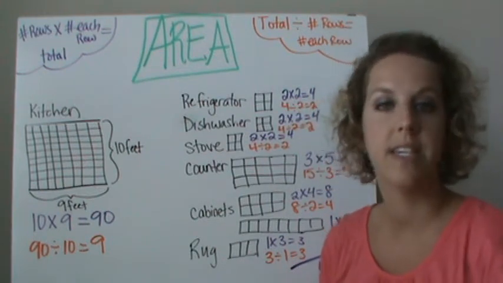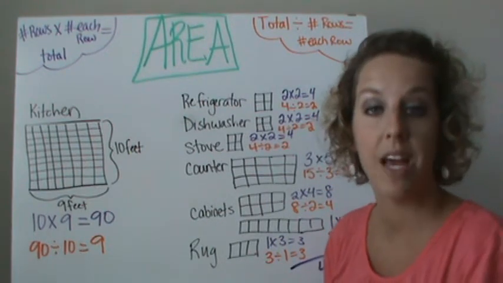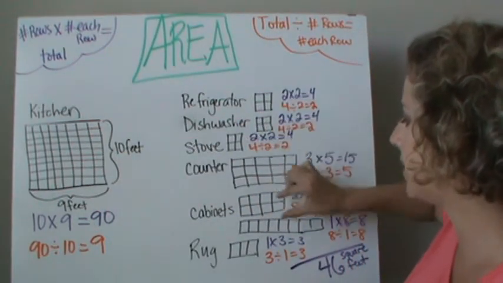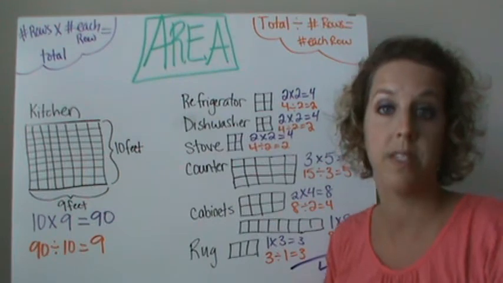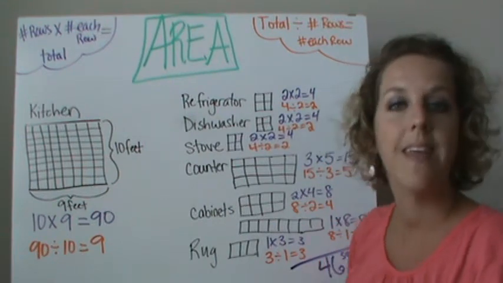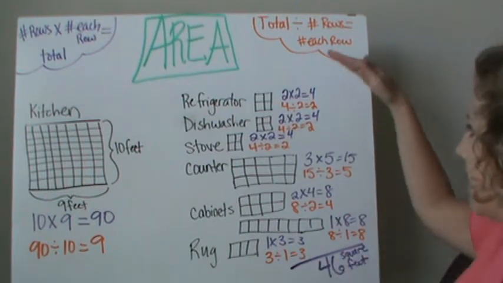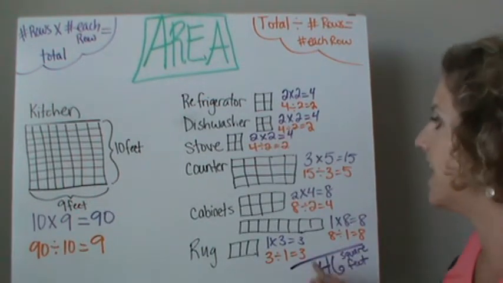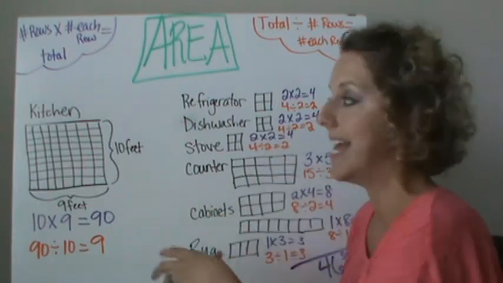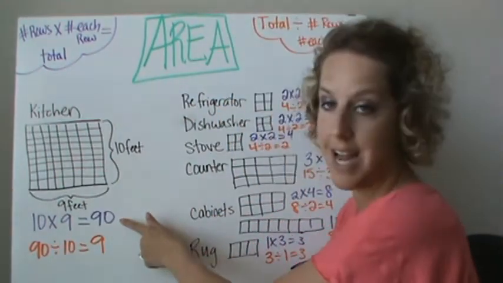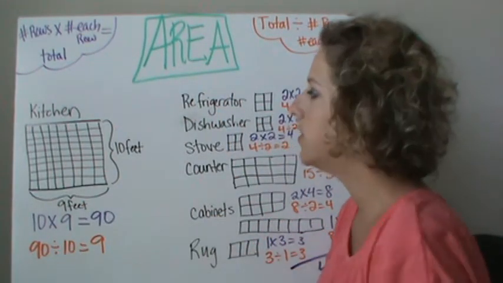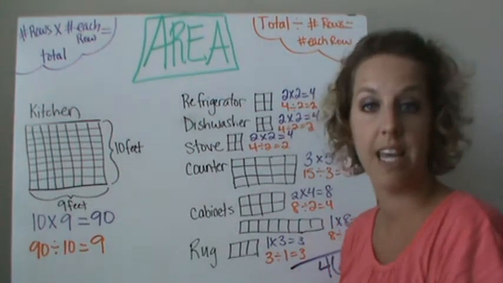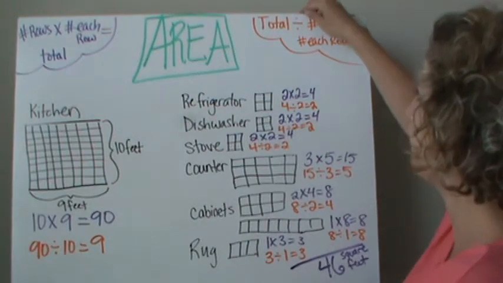So I've used this kitchen model just to show us a real life example, but for each of these pictures, we're trying to figure out which multiplication and division problem is represented by those pictures. And then if we add all of these squares up, we would have 46 square feet is how much room we need. And remember, we have 90 square feet total over here. So it's almost half the kitchen. That should all fit nicely and leave plenty of space.